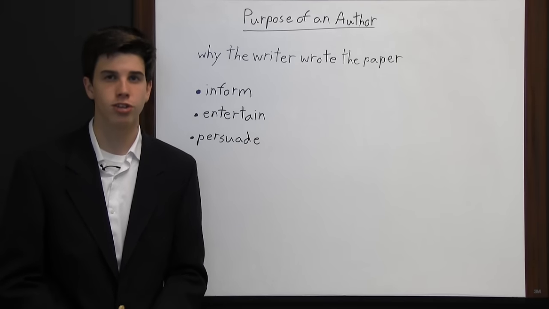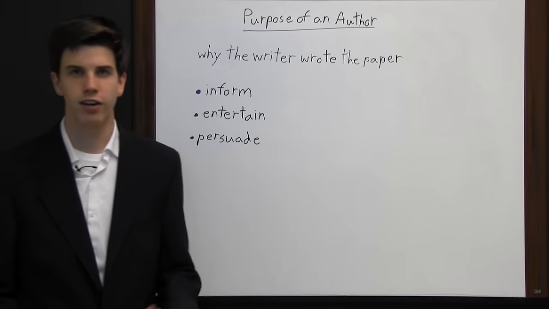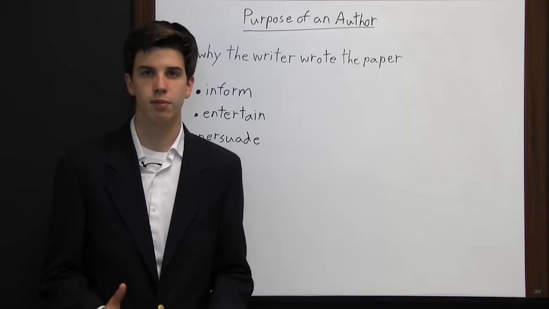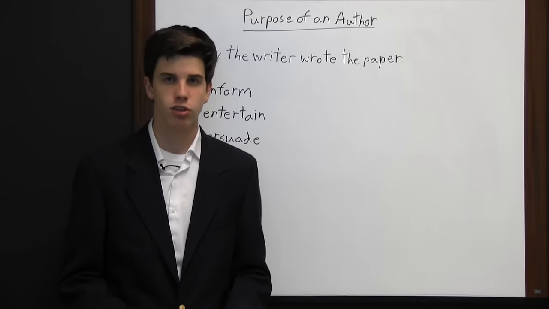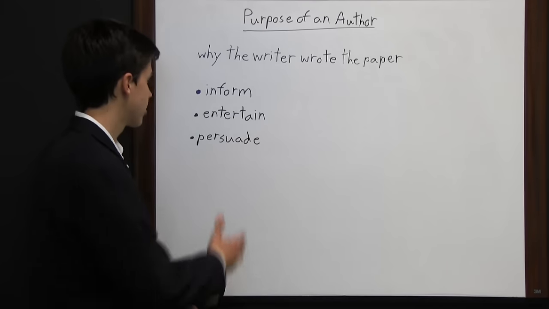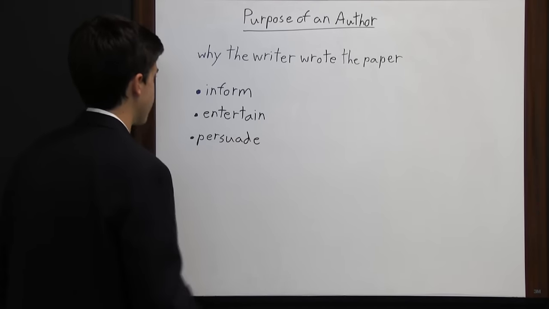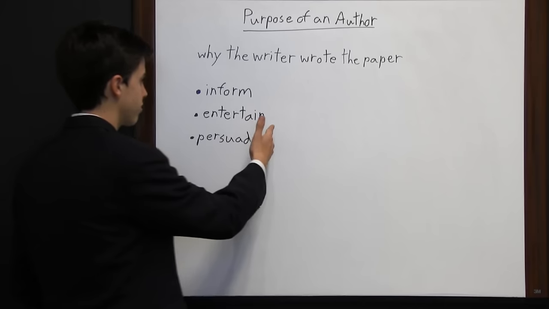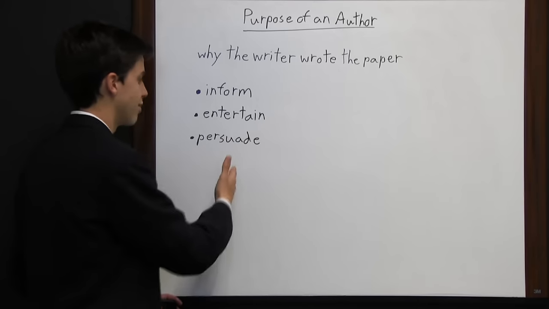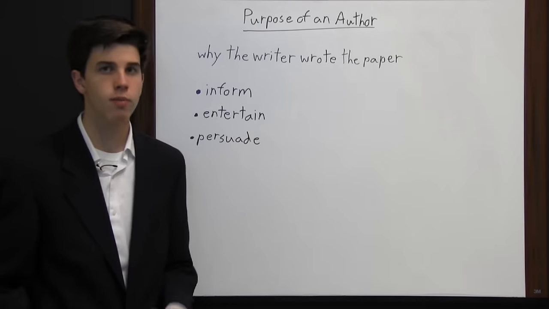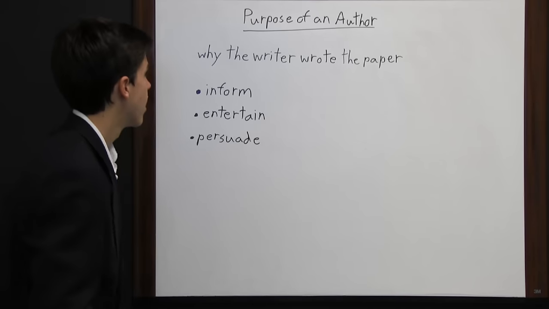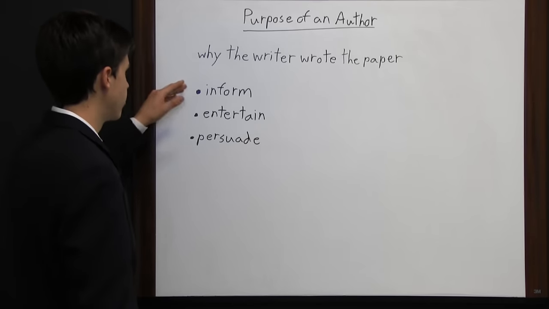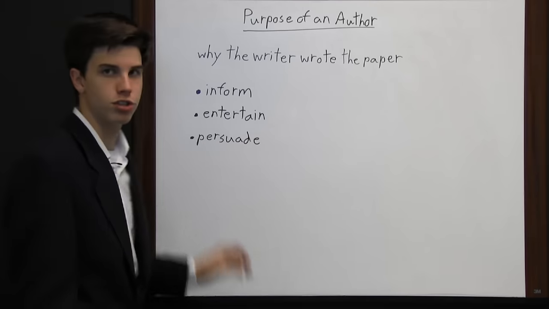Because when someone knows they're trying to be persuaded, they're going to be wary or skeptical of the arguments that the writer is throwing at them. So a lot of times a writer will try to disguise their persuasive paper as a paper that's meant to inform or a paper that's meant to entertain, but actually it's meant to persuade the reader. So those are the three main types of purposes of an author: to inform, to entertain, or to persuade.